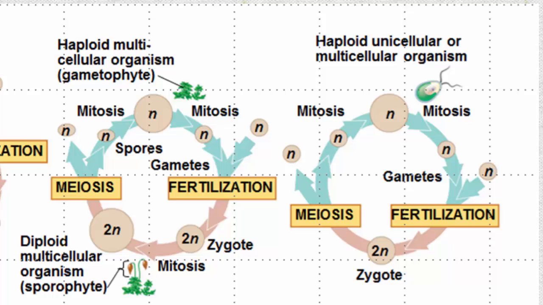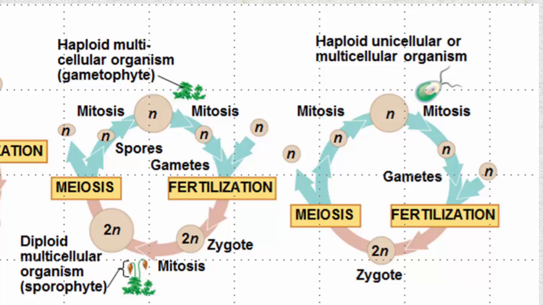Fungi and protists also have an alternation of generations. The difference is the bulk of the life cycle of a fungus is actually haploid. When you're looking at a mushroom, for example, you're looking at haploid cells. The haploid body cells of a fungus will divide by mitosis. At some point in its life, two of those haploid cells may fuse to form a diploid zygote.